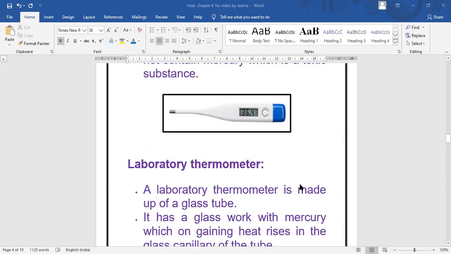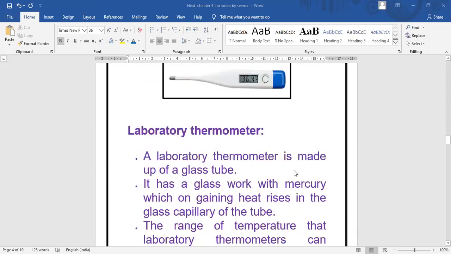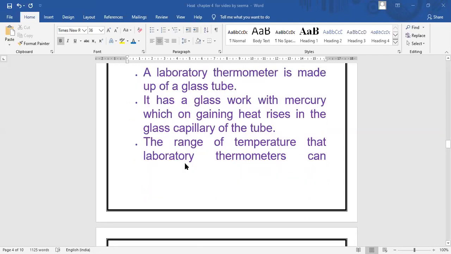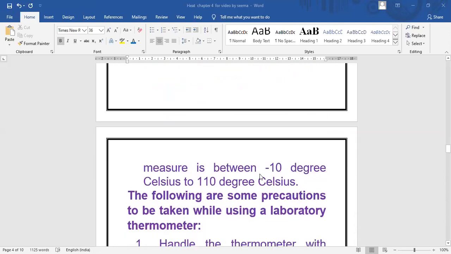Now the laboratory thermometer. A laboratory thermometer is made up of a glass tube. It has a glass bulb with mercury which on gaining heat rises in the glass capillary of the tube. The range of temperature that a laboratory thermometer can measure is between minus 10 degrees Celsius to 110 degrees Celsius.